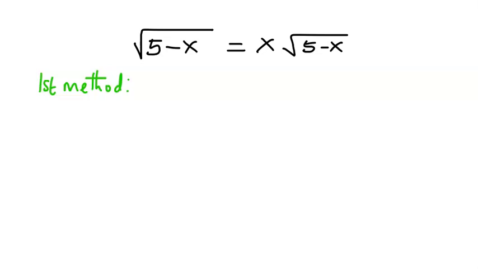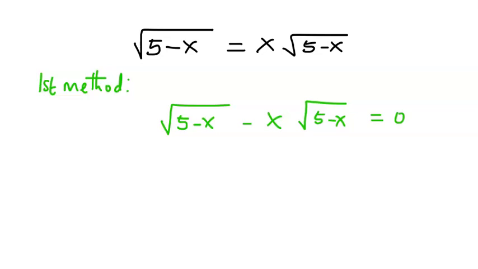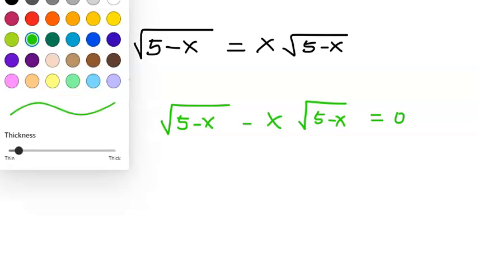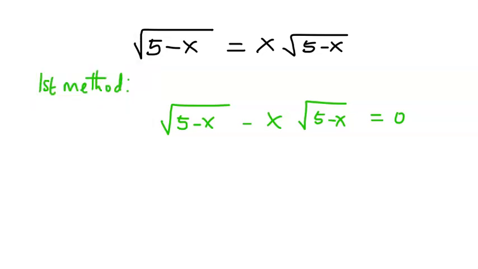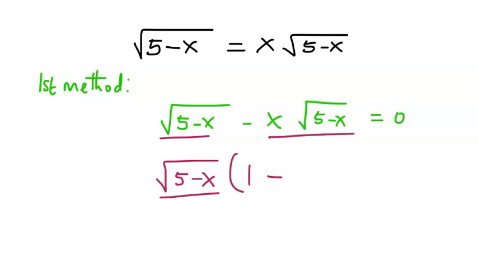Okay, so for my first method, we're going to write this equation as square root of 5 minus x times the square root of 5 minus x. This is equal to 0. Now you can see that from this left hand side here, square root of 5 minus x is common, right? So we can factor it out. So we have here square root of 5 minus x factored out. And if you divide this by this, we are left with 1. Minus, if you divide this by this, we are left with just x, right? So this is equal to 0.